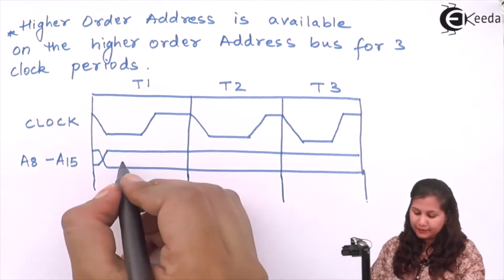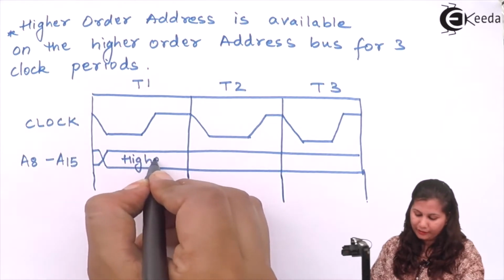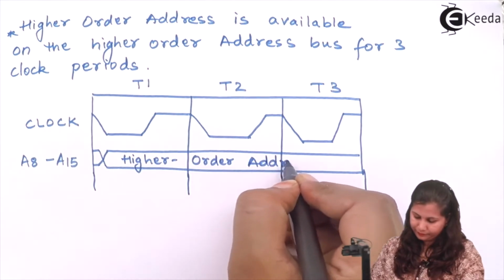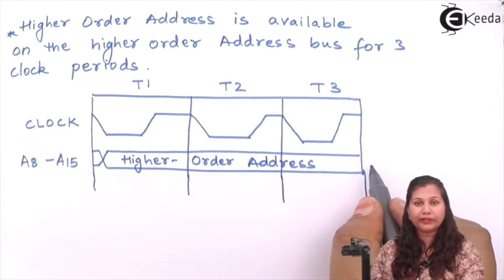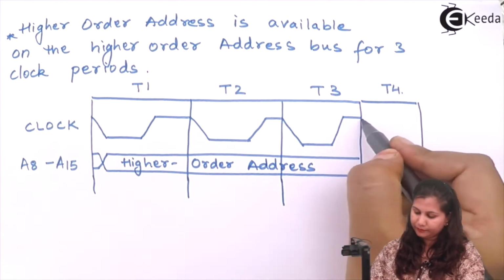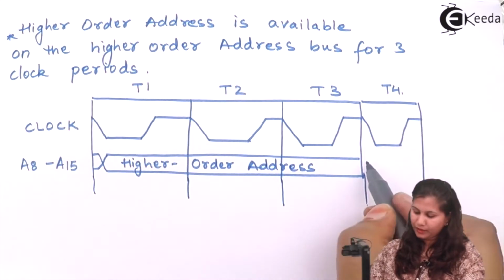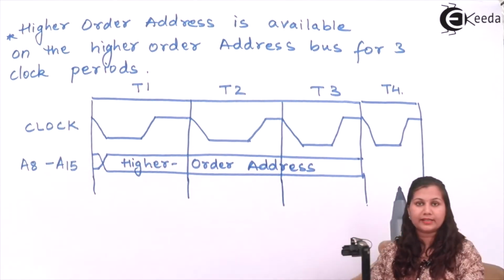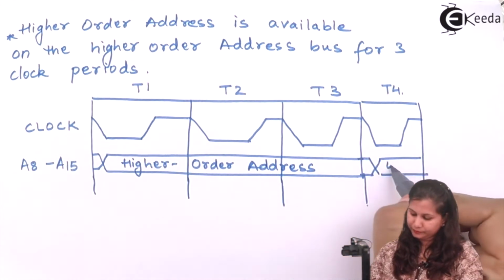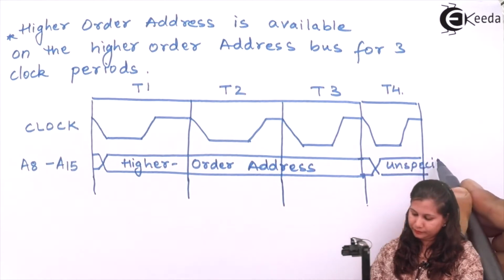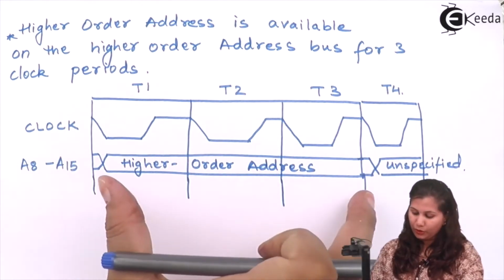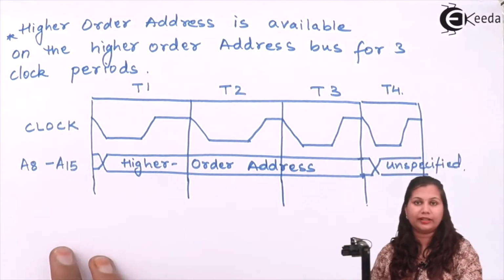this bus is going to have the higher order address for 3 clock periods. When we have the fourth clock period, T4, this higher order address is lost. We can write here unspecified. So after 3 clock periods, this higher order address is lost.